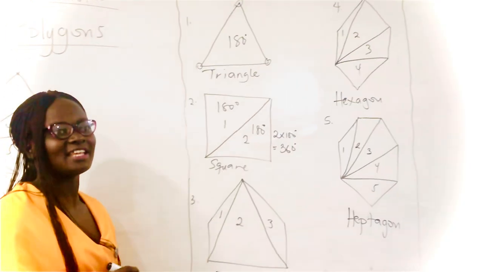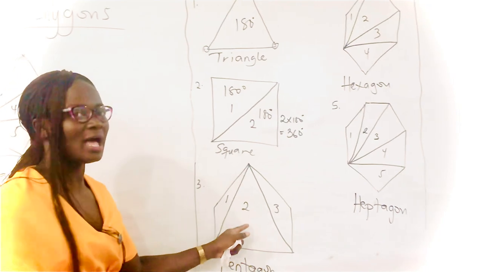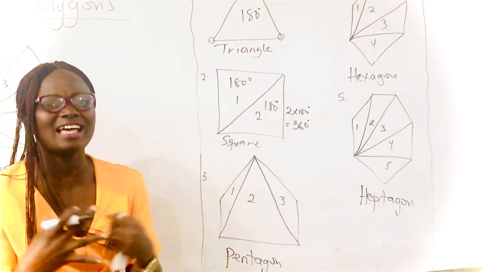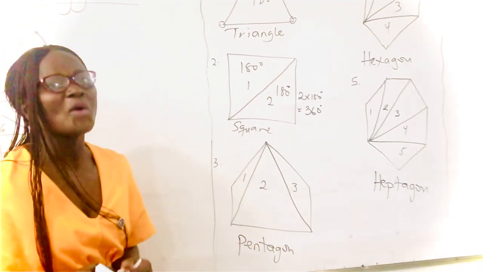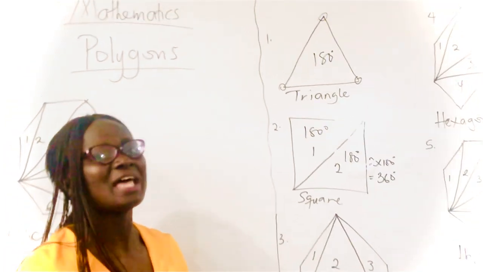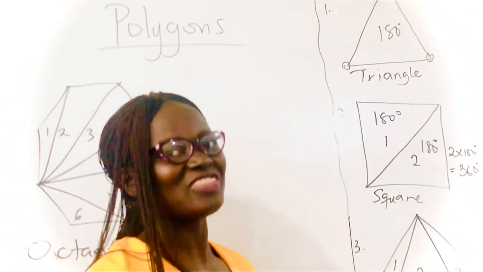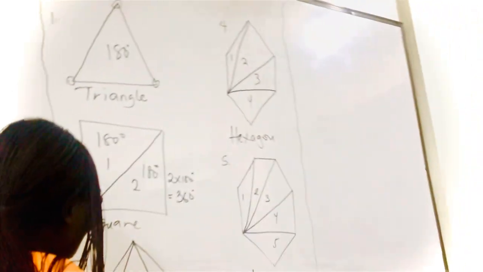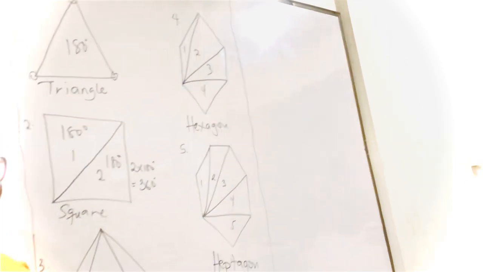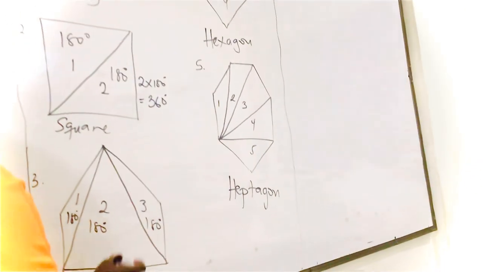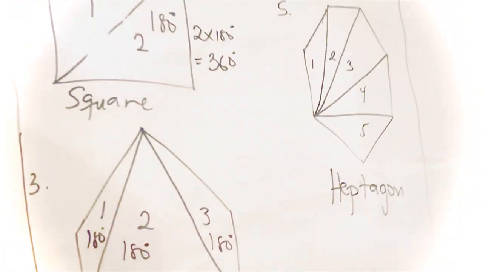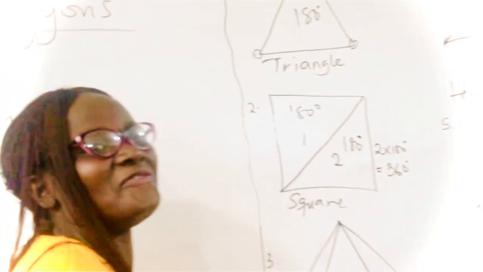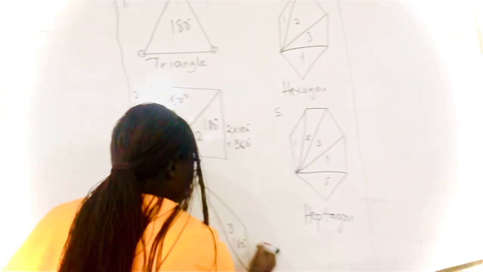Now let's come to the third diagram. How many triangles are we having? And let's add them together. Or we count the number of triangles and multiply it by 180. So 180 plus 180 plus 180 gives us 540 degrees.